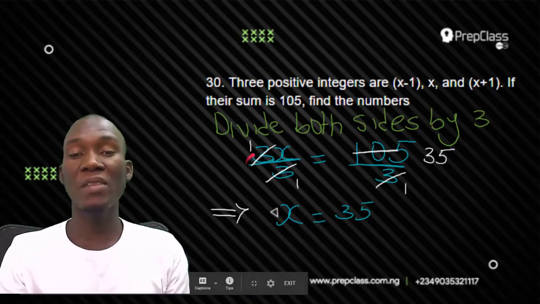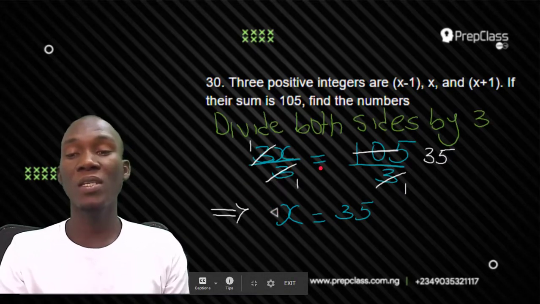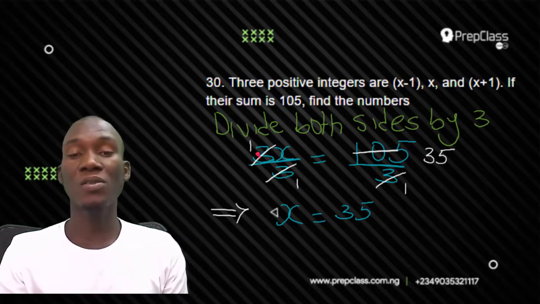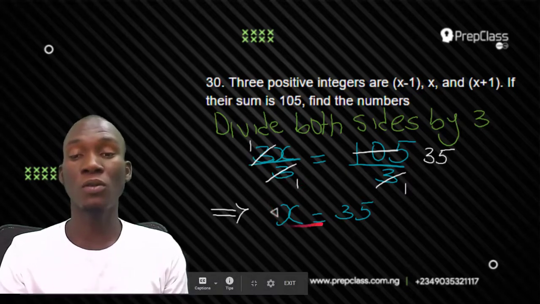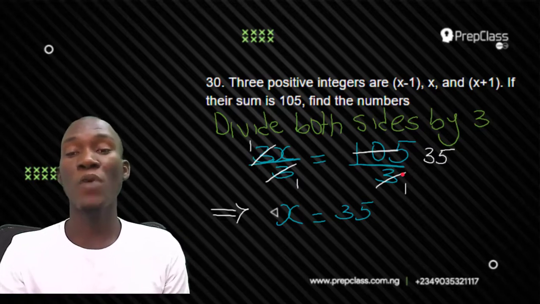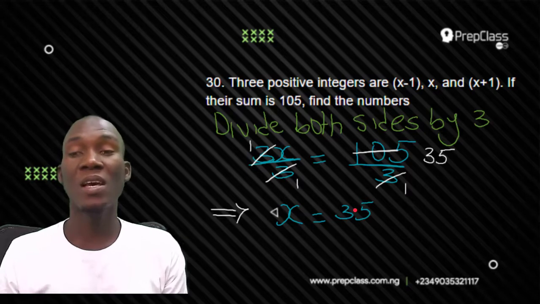Now dividing both sides by 3, we have 3x divided by 3 is equals to 105 divided by 3. Now 3 can cancel 3 here. 3 in 3, 1. X is left alone, which is equals to 105 divided by 3. When we divide 105 by 3, we are going to get 35. So this means that the value of x is 35.